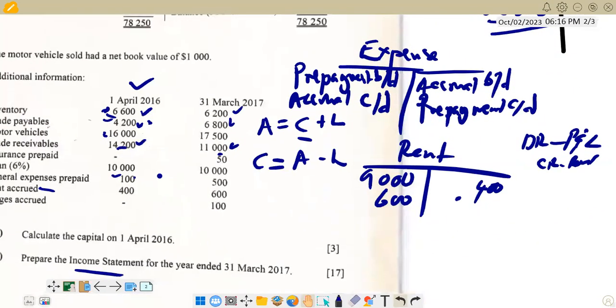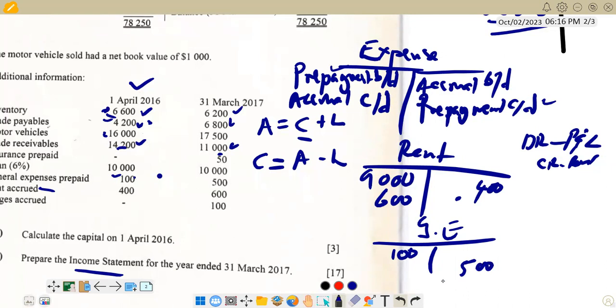Right, let's open the general expenses account. This is the general expenses account. We said if it's an expense, this is a prepayment: prepayment at the beginning and prepayment at the end. So the prepayment at the beginning is the BD, and it is on the debit side. So we come here and put 100 as the BD. Then we've got the prepayment at the end. It's a CD of 500. It's on the debit side, so we're going to put our 500.